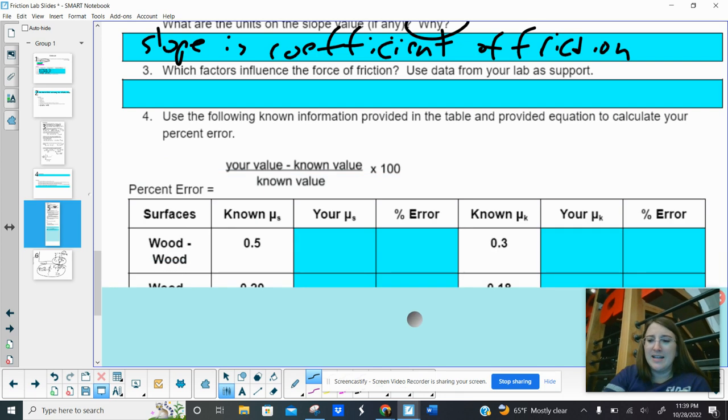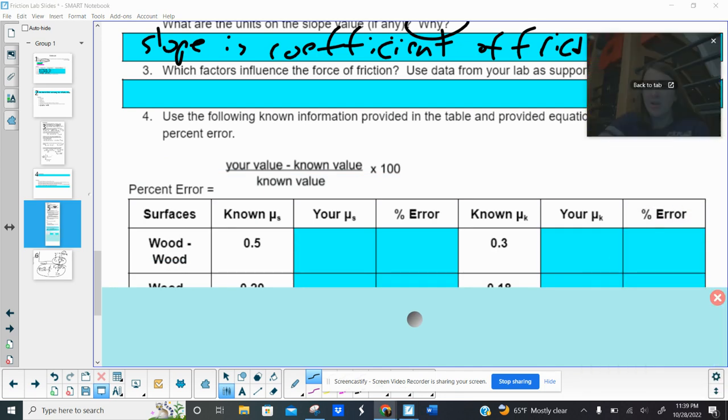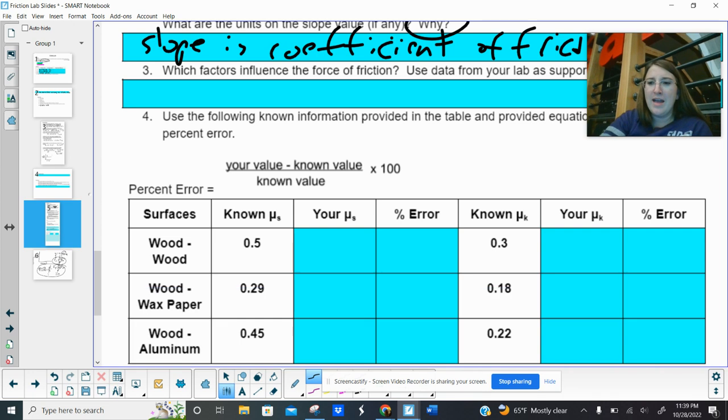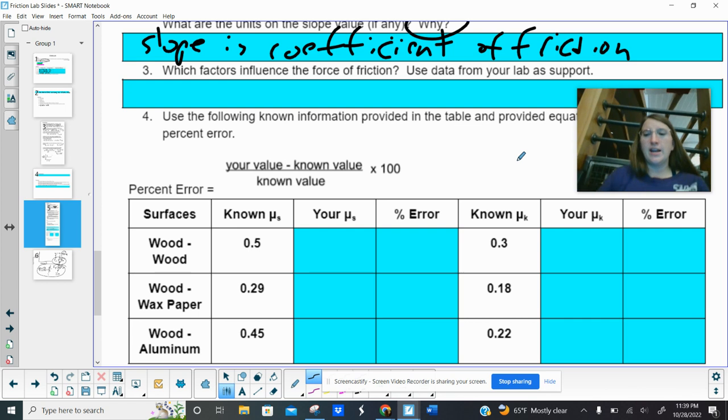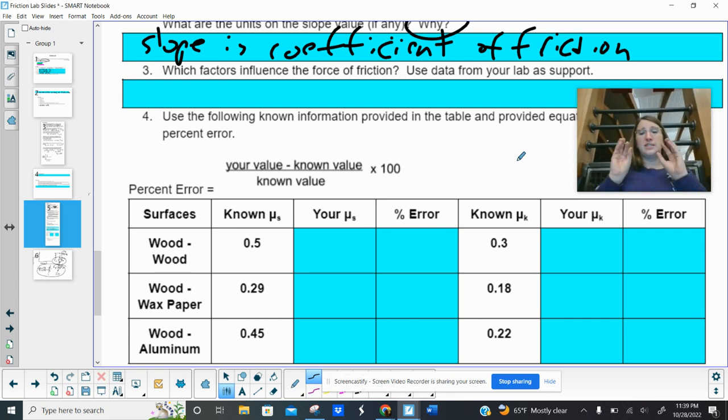Okay, so let's talk about percent error on this last analysis question. We haven't really talked about percent error. You may have seen this in other labs and other science classes, but what a percent error does is it compares the data you found to what we know to actually be true.